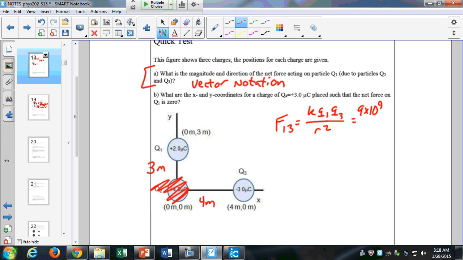9 times 10 to the 9th. Q1 is 2 times 10 to the minus 6. Q3 is 3 times 10 to the minus 6. You had one of those exponents wrong, I'm not sure which one. And divided by the distance squared, which is 5 meters squared. And it's 2.1 something times 10 to the minus 3, 0.0022 newtons.